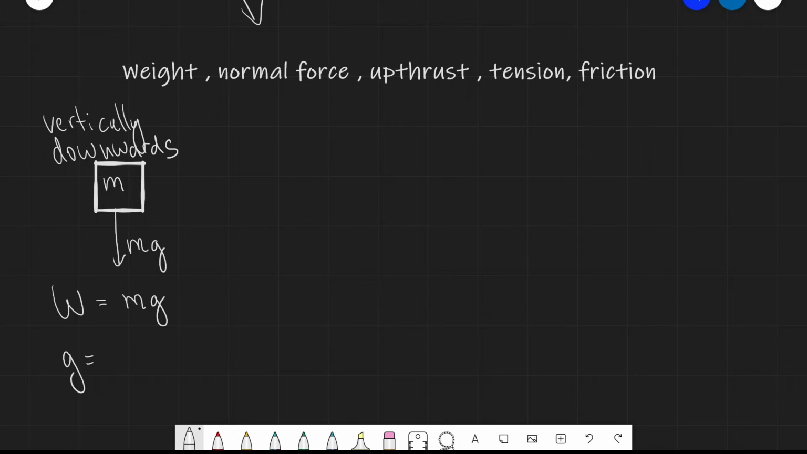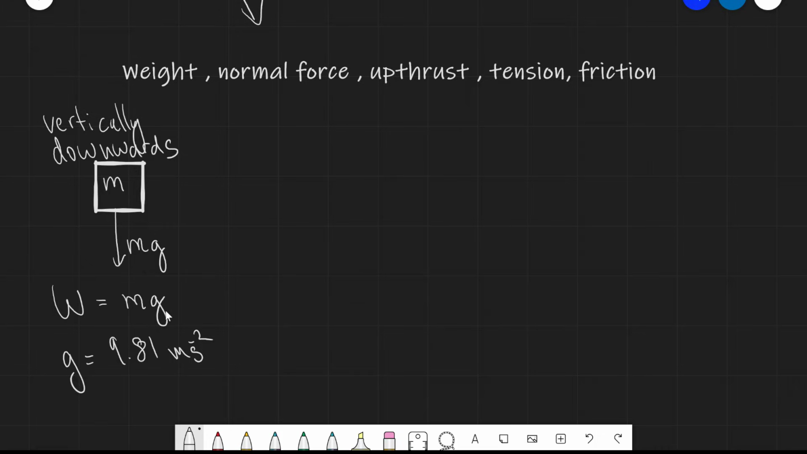g on Earth is equal to 9.81 meters per second squared. So the weight will just be equal to the mass times g. It's really important to know that all objects, regardless of their mass, will always experience the same acceleration of 9.81 meters per second squared on Earth.